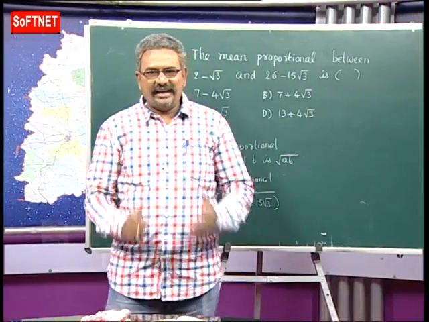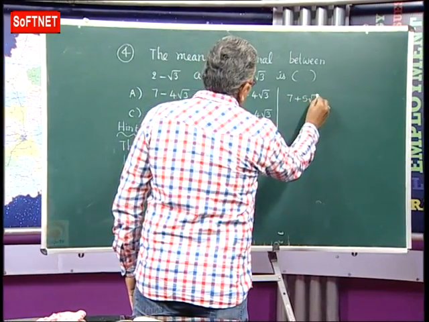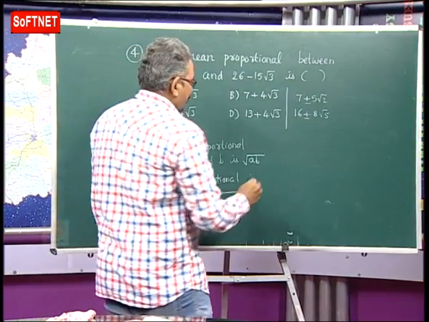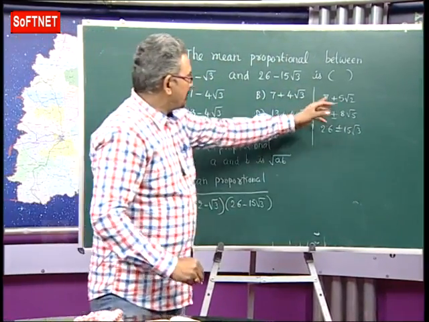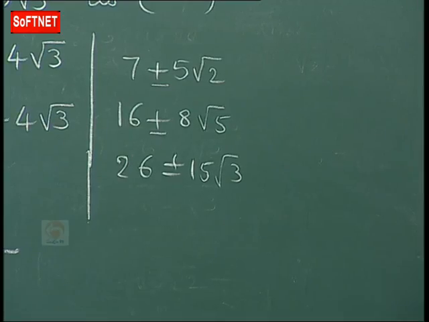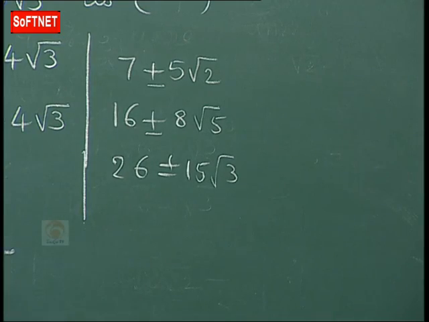Okay. So, I give one thing. Whenever 7 plus 5 root 2, 16 plus 8 root 5, or 26 plus or minus 15 root 3 is there, plus or minus both you can take, no problem. 7 plus 5 root 2 is (1 plus root 2) whole cube. 7 minus 5 root 2 is (1 minus root 2) whole cube. 16 plus 8 root 5 means (1 plus root 5) whole cube. 16 minus 8 root 5 is (1 minus root 5) whole cube. 26 plus 15 root 3 can be written as (2 plus root 3) whole cube. 26 minus 15 root 3 is (2 minus root 3) whole cube. Okay, you remember like that.